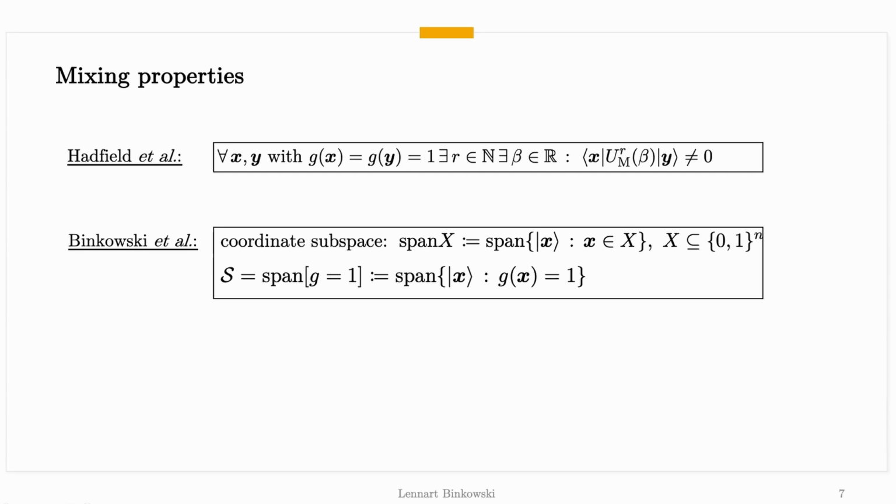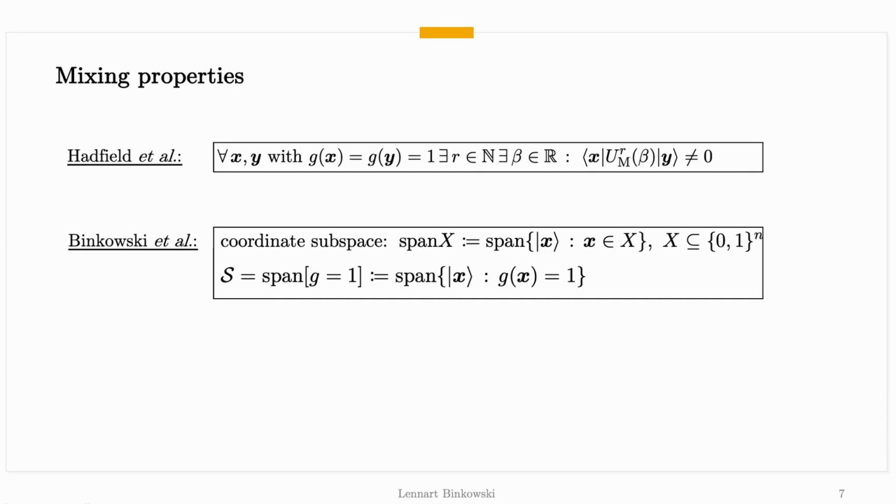One can strengthen this mixing property a bit in order to then rigorously prove convergence of the QAOA. That's what we did in another work. It's a bit more complicated notion of mixing property, which requires two additional notions. The first one is that of a coordinate subspace. Here we take any subset of the bit strings of length n, let's call that X, and then the span of X, which is by definition the linear span of all the computational basis states with label in that set X, is called a coordinate subspace.